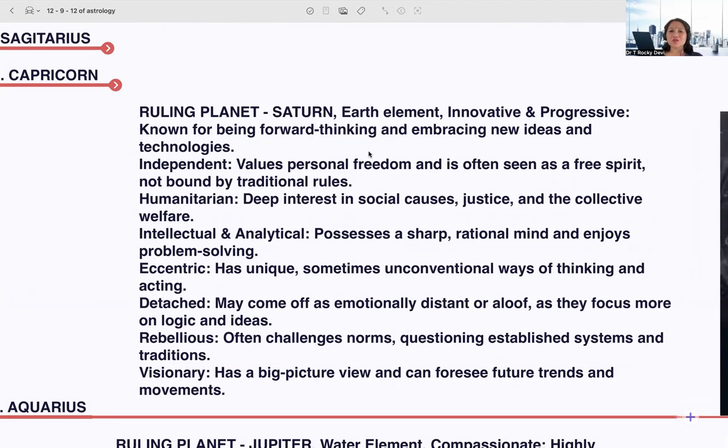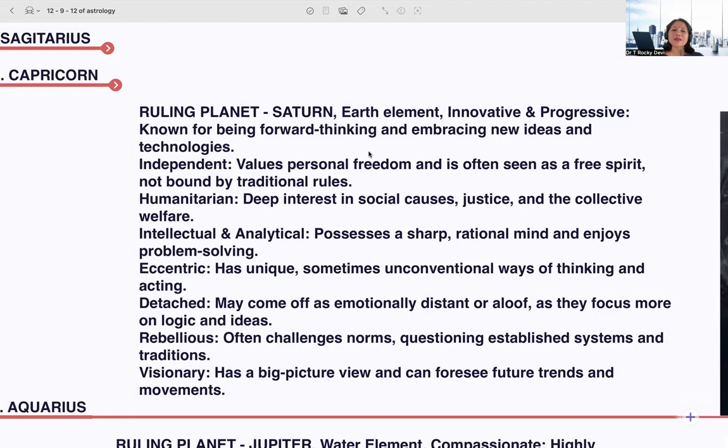Humanitarian, with a deep interest in social causes, justice, and the collective welfare. They are intellectual and analytical, possessing a sharp, rational mind, and enjoy problem solving. They are eccentric, with unique, sometimes unconventional ways of thinking and acting. And what I was talking about, those who can learn astrology, it is about any kind of occult sciences. Aquarius finds it much easier in comparison to the other Rasi people. They are able to detach themselves from the surroundings, may come off as emotionally distant or aloof, as they focus more on logic and ideas.